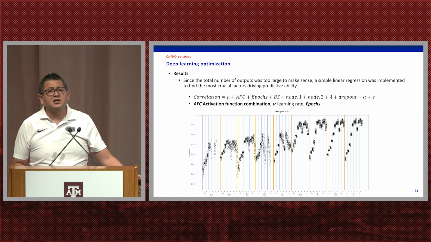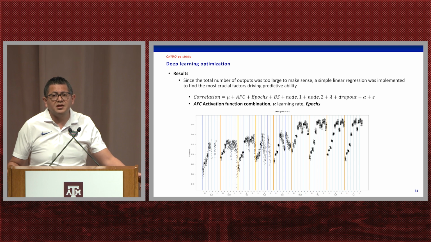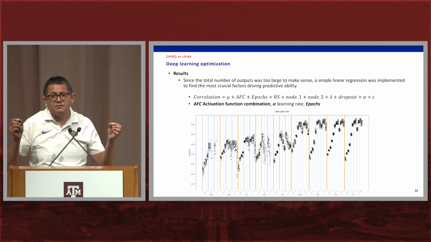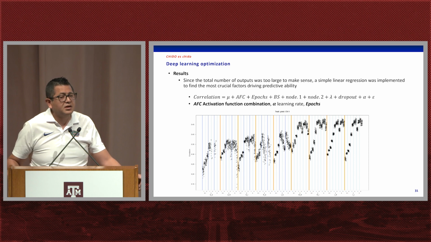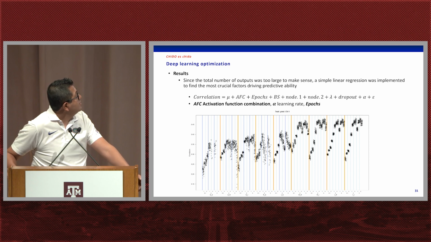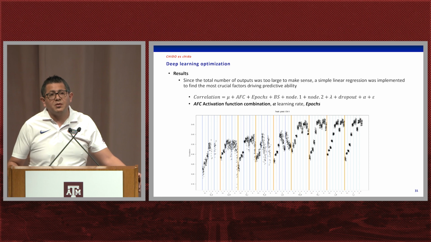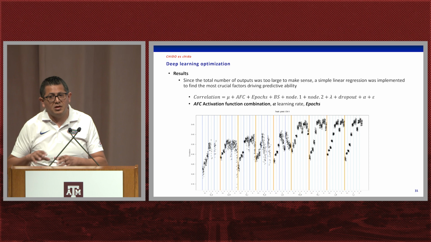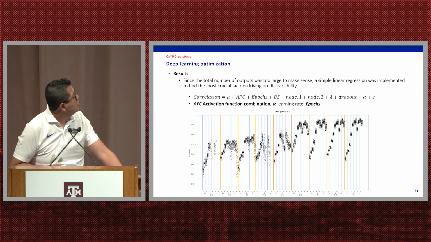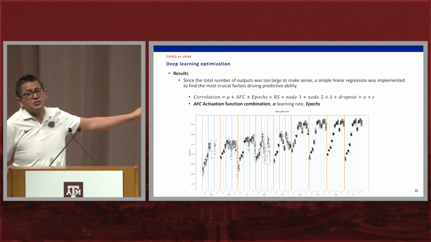And what we found is that the most important or crucial factors explaining correlation were first, the activation function combinations, right? The second was the learning rate, and the third one, the number of epochs. Obviously, we have more factors that we study in more detail later. And this is how the result looks.